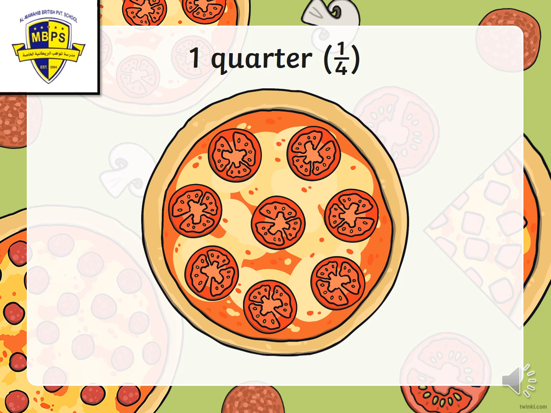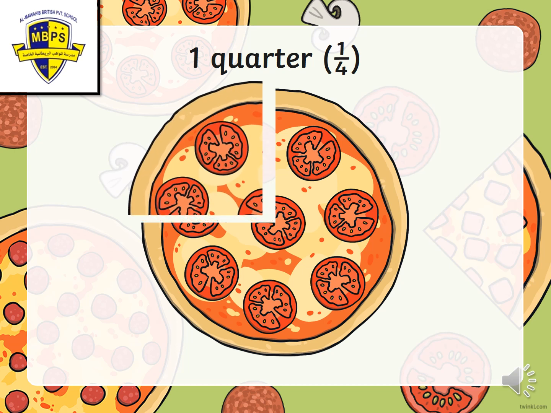And how can I show 1/4? Now again, let's cut the pizza into 4 equal parts. And if I take only one part of the 4 equal parts, you can see now I have 1/4, which is 1 out of the 4 equal parts. And this is the fraction of the 1/4, which is 1 out of 4.